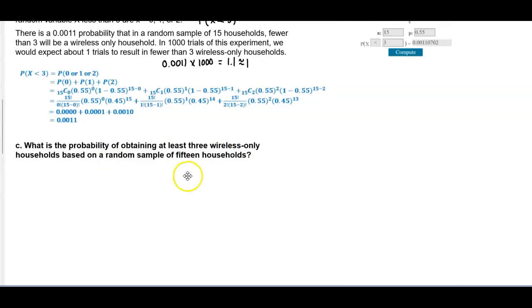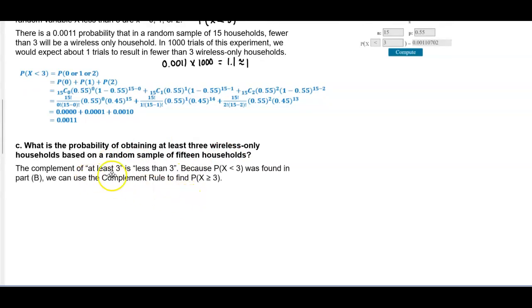Okay, next, let's take a look at the next one. It says, what is the probability of obtaining at least 3 wireless-only households based on a random sample of 15 households? So the complement of at least 3 is less than 3. Because for the probability of x less than 3, we found that we had to use the complement of the probability of x greater than or equal to 3. So that means at least 3 is the same thing as the probability of x greater than or equal to 3. So again, you have to know how to write that and use your translations from the previous lectures to know what you need to put into StatCrunch.